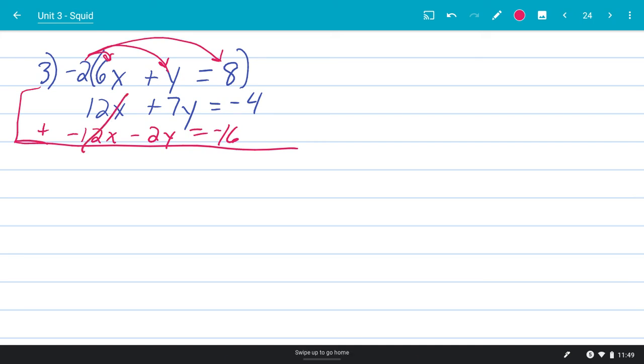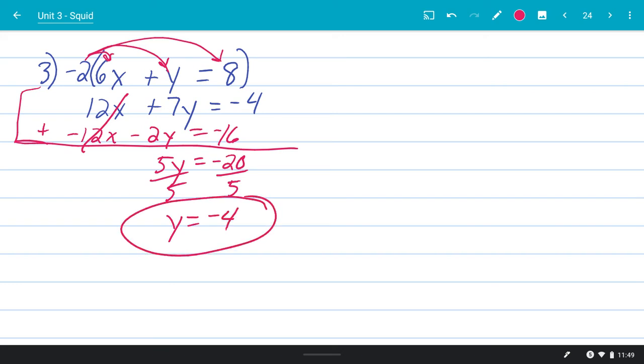they will cancel. 7 minus 2 is a 5y. Negative 4 plus a negative 16 is a negative 20. Divide by 5. Y equals a negative 4. Now I have one of my solutions.